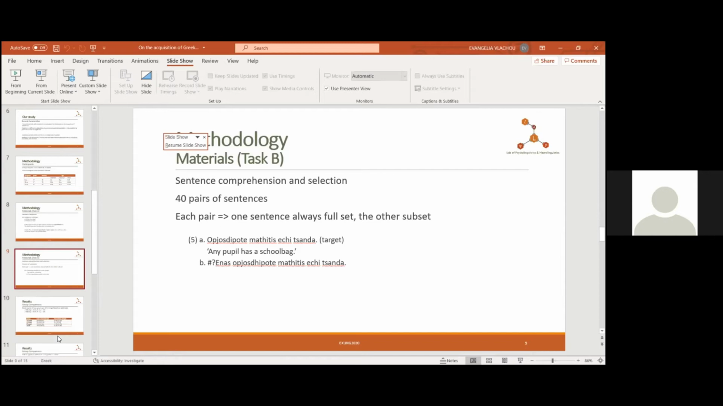As far as task B is concerned, it was a sentence comprehension and selection task with 40 pairs of sentences. In each pair, one sentence always had a full set FCI and the other a subset FCI. In 5, you see a sentence in which a full set FCI is the target item and ένας οποιοσδήποτε is problematic. Remember that οποιοσδήποτε is a full set FCI and ένας οποιοσδήποτε is a subset FCI. Οποιοσδήποτε μαθητής έχει τσάντα, any pupil has a school bag; ένας οποιοσδήποτε μαθητής έχει τσάντα, which is weird in Greek.